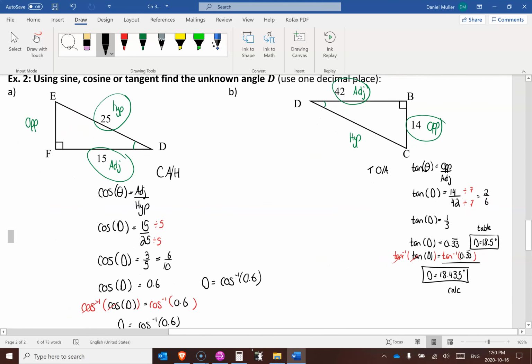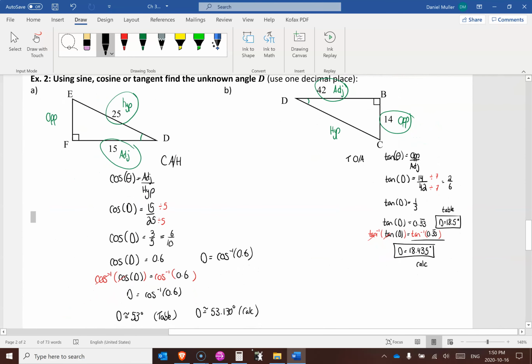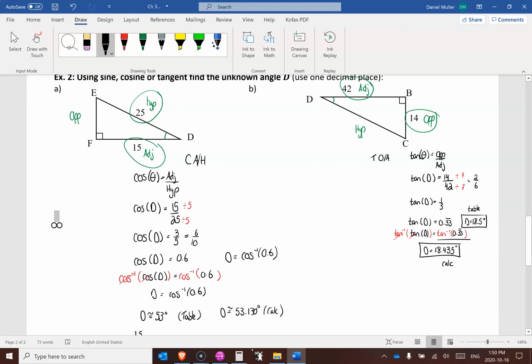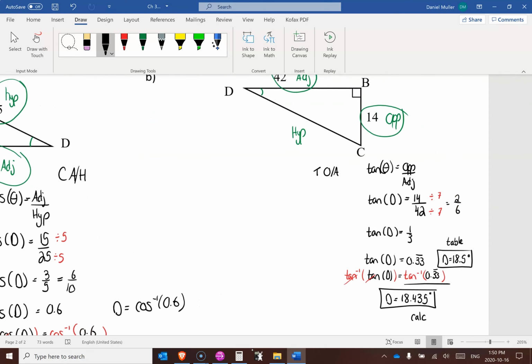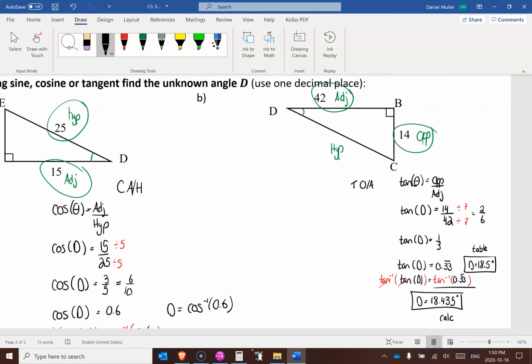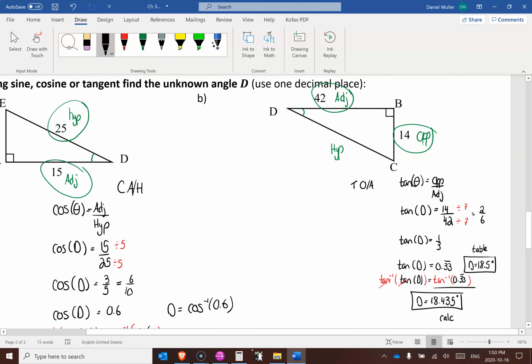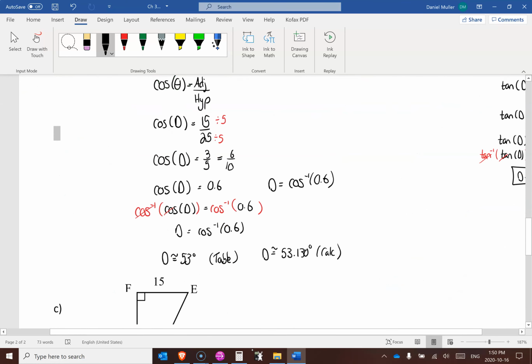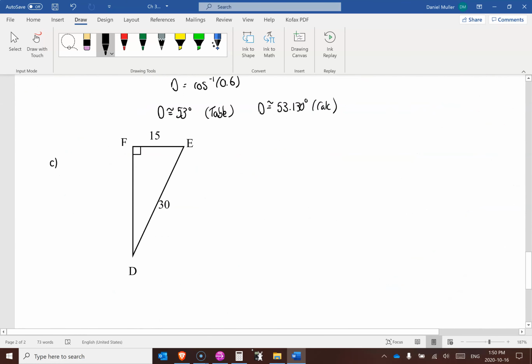Now I think I have one more here, but I'm just going to zoom out in case you need to pause it and take a look at anything here. And maybe I'll just zoom in. So all of that is in one. And let's take a look here at the last one.